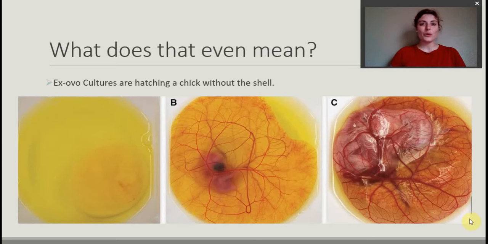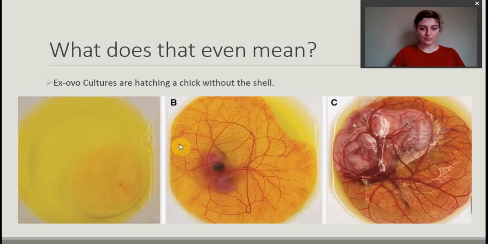What does it even mean? So ex-ovo culturing that I'm looking into is, simply stated, hatching a chick without an eggshell. This is often done by placing it in a cup that has a plastic sling in it and then cracking the egg into the cup, into the plastic sling. As you can see here, there is what looks like a normal egg that we'd crack open. Maybe you'd eat it for breakfast or something.